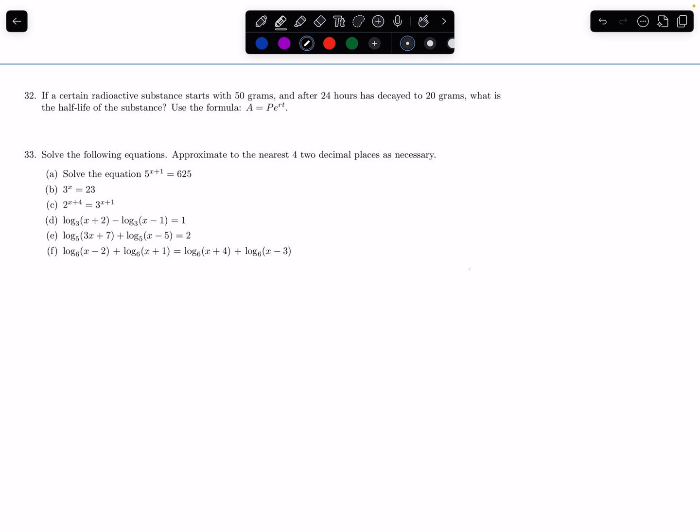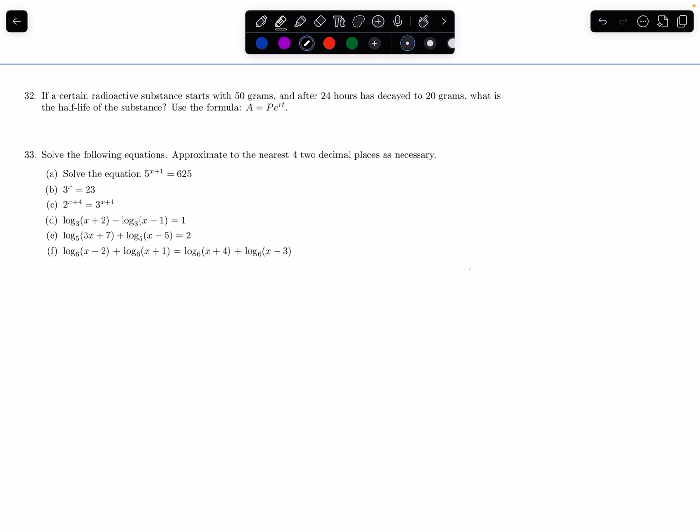Last two questions, although the last one is actually several questions. 32 first. If a certain radioactive substance starts with 50 grams and after 24 hours has decayed to 20 grams, what is the half-life of the substance? Use the formula A equals P e to the RT.